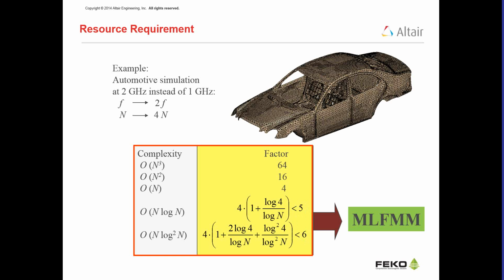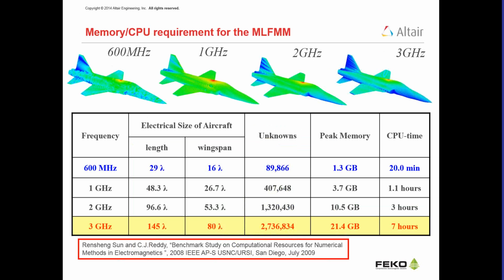Using this, we took the same aircraft and went all the way from 600 megahertz to 3 gigahertz. Now you can see the current distribution on the aircraft, which seems very accurate as you go to higher frequencies. At 600 megahertz, where we stopped with method of moments, it took around 30 gigabytes. Now you can see that it only took 1.3 gigabytes with MLFMM, and also 20 minutes of time as opposed to 9 hours.